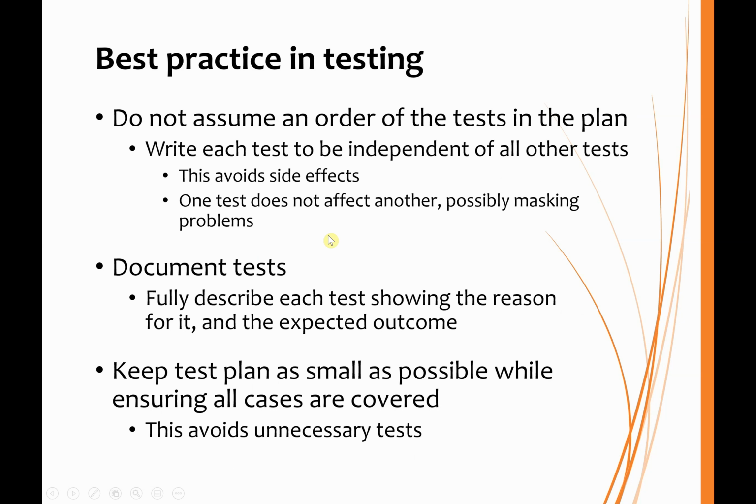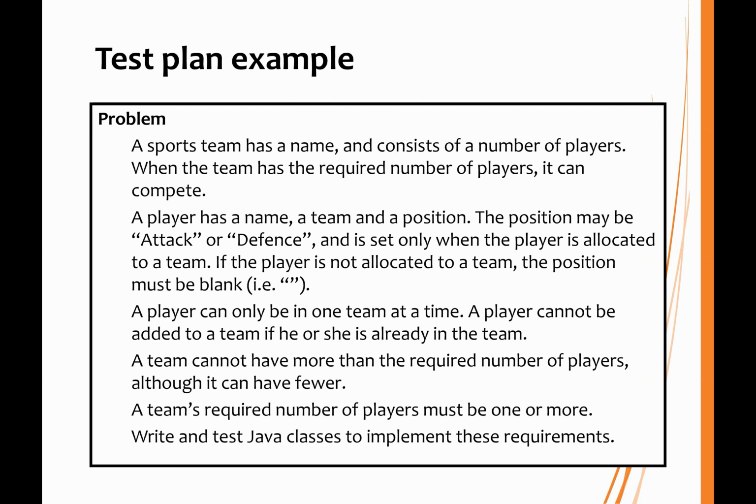One thing we shouldn't do is to assume that the tests in a plan will be run in the order in which we list them, and because of this, we should make sure that each test is independent of all other tests. This will avoid relying upon the outcome of a previous test to be the input for the current test. Here's a very small example, and you can see this fuller example by following the link in the description.